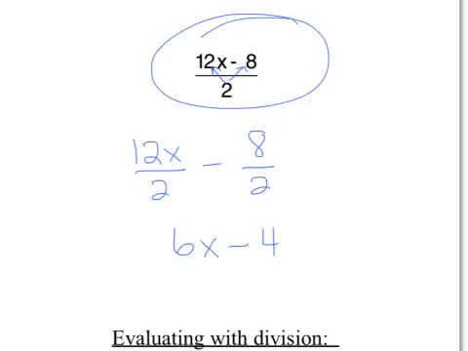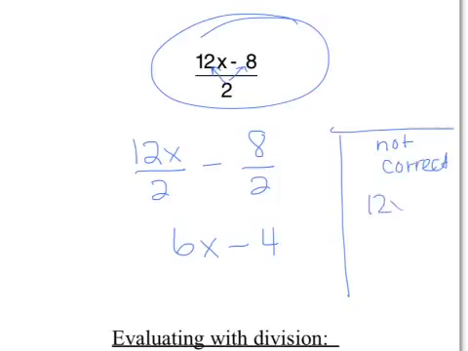Really important. What tends to happen, which is not correct, is that kids think that once they've divided 12x minus 8 over 2, if they divide the 12x by the 2, they think the 2 is gone, and so it's 6x minus 8. And that is not the case, and something I really want you to be careful of, and we'll do some practice in class tomorrow, okay? All right.